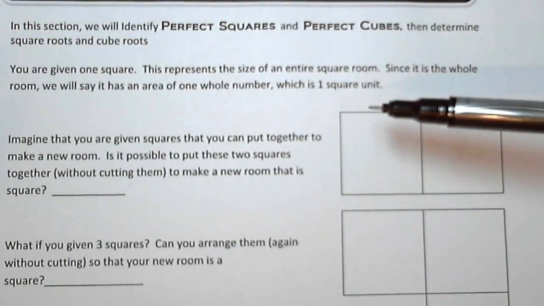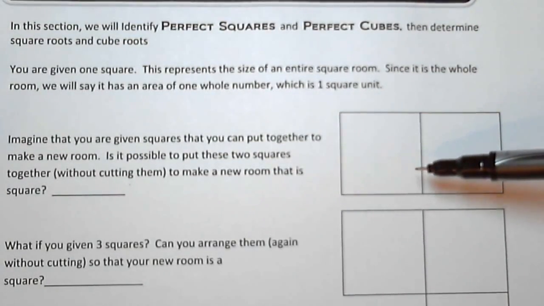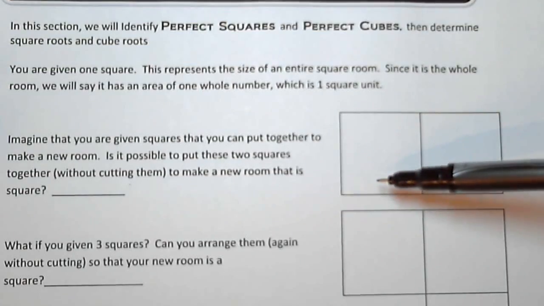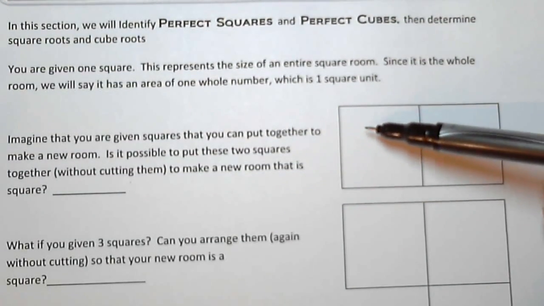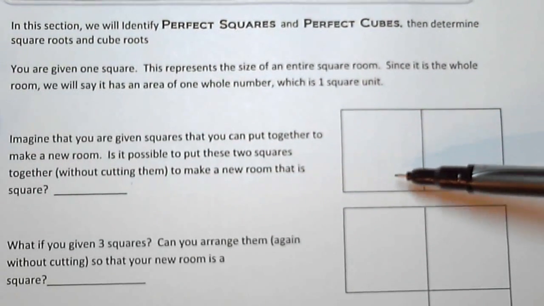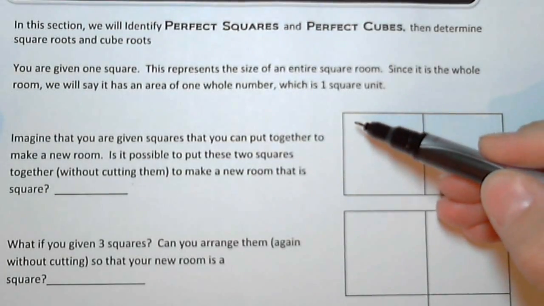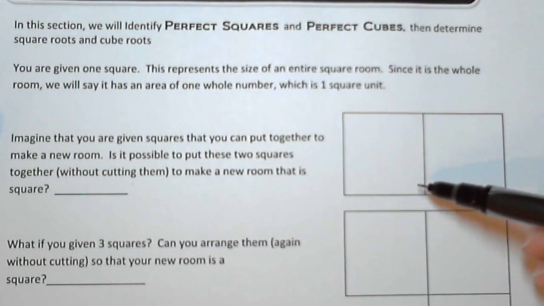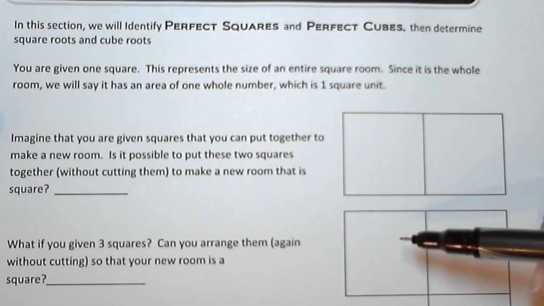So imagine you were given one square, and let's say it's just one square like this. And this area represents the entire area of a square room. And we're going to say that one square like this has an area of 1.